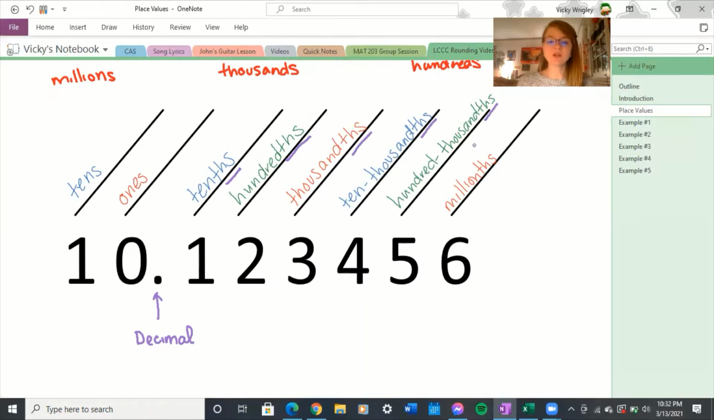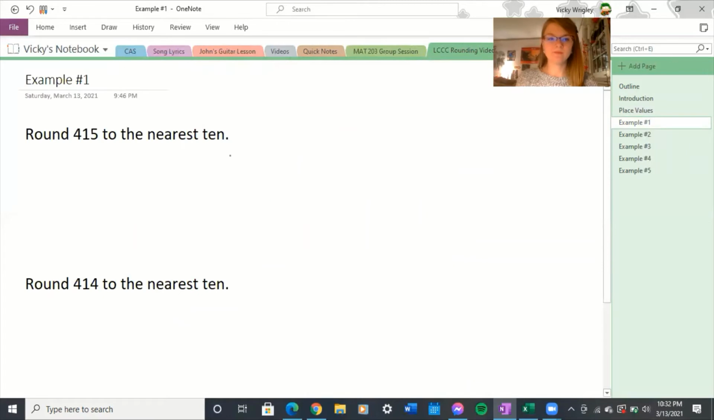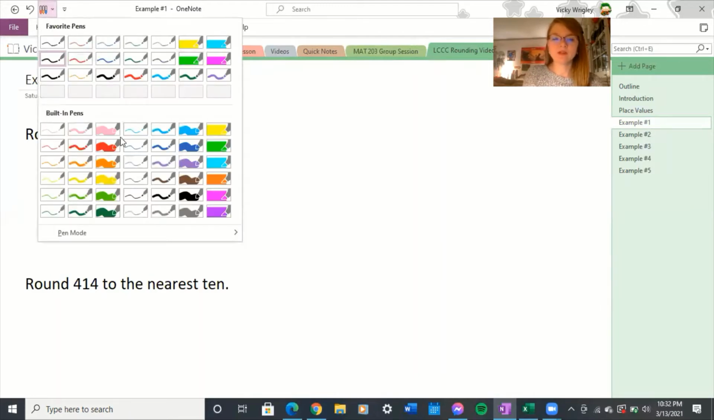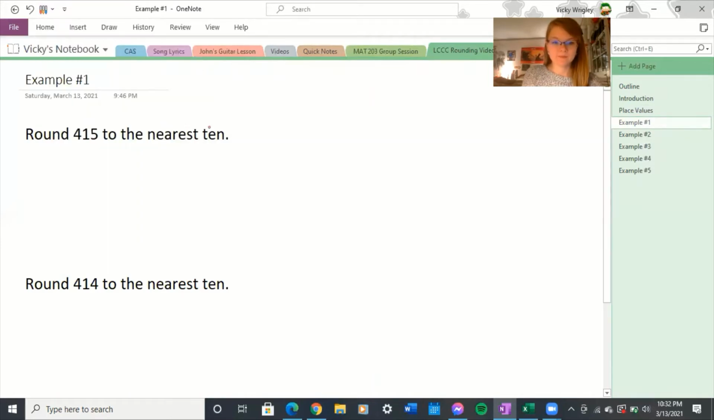So these place values are super important to know for when you're rounding, because those place values are going to determine which number you round to. Let's try it out in some examples. Here's our first example. Round 415 to the nearest 10. So the nearest 10 here is going to tell us what place value we are rounding our number to.